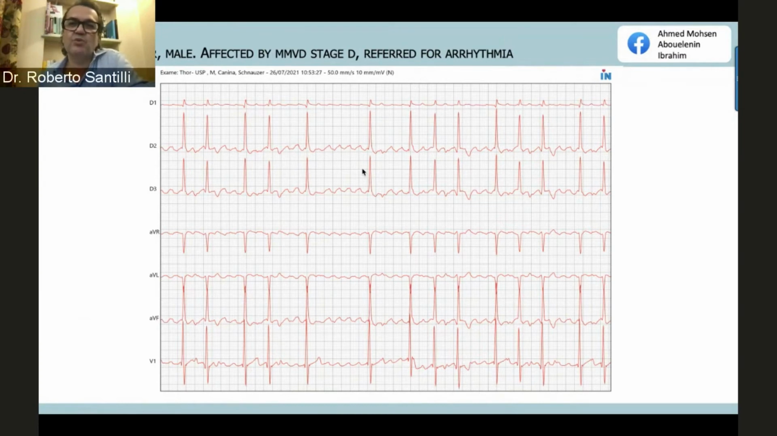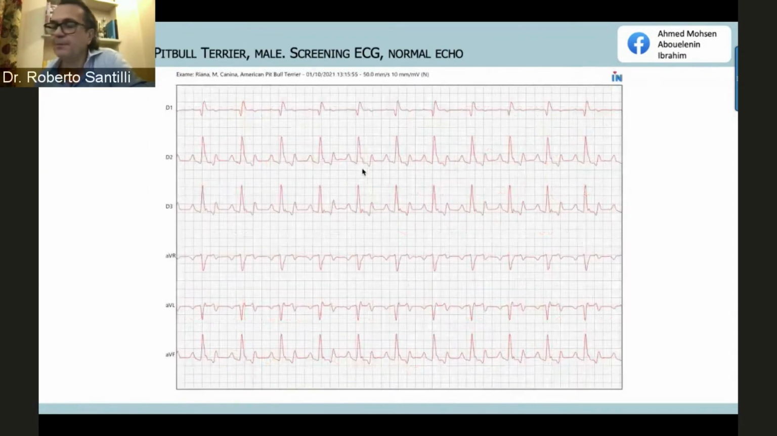I'm not sure about using amio in a case like this because it's already class D, so it's not working, and if we add amio, it's going to be even worse. Then, if we treat a normal echo dog, that's the case where we really need to use sotalol.